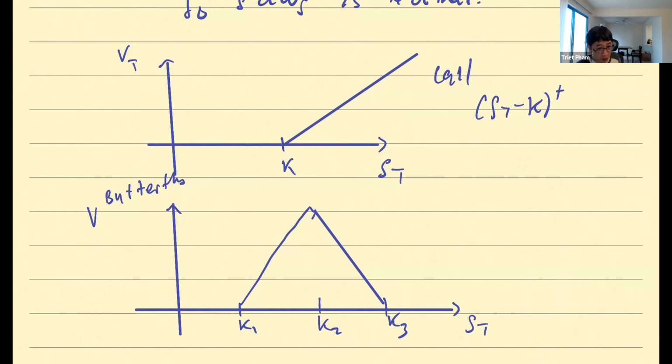Technically speaking, it's not that wrong because we just care about replication. But because the question only asks you to use call and put, if you throw stock into the mix, you kind of violate the problem a little bit. But in terms of replication, I'm not saying that you're doing anything wrong. Does that make sense?